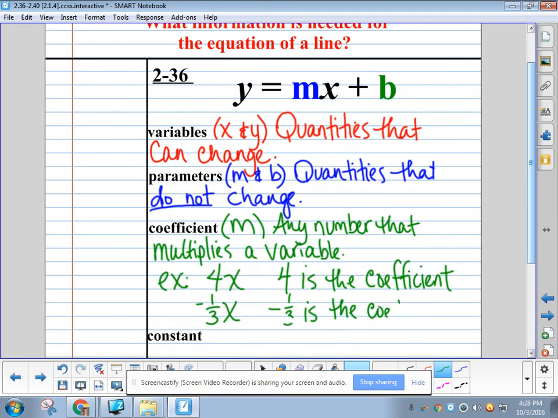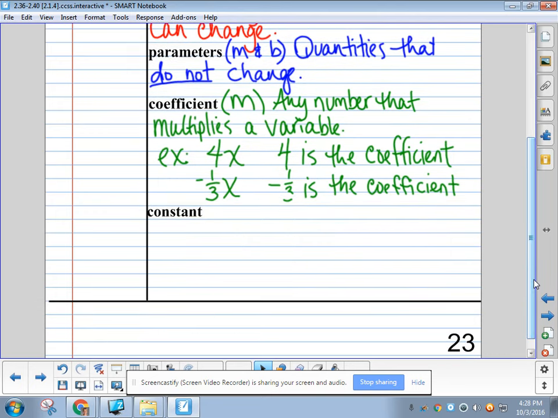And this isn't just terms with x. If there's a variable that's y, it could be, if it has an x squared. Anytime you have a variable and the number out in front is multiplying it, that number is the coefficient.